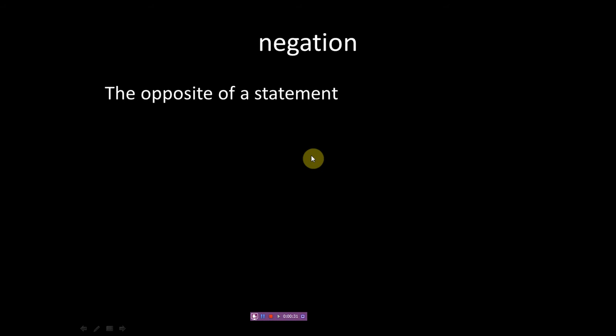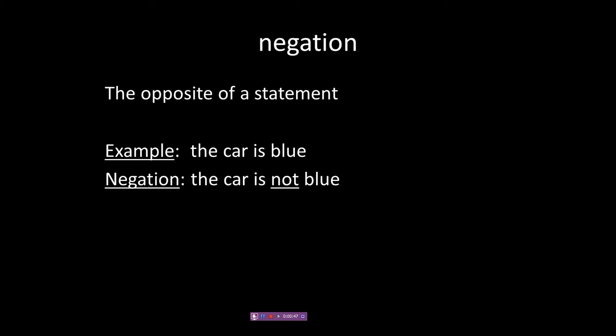Negation means to take a statement and say the opposite of that statement. For example, if my statement is the car is blue, what would be the negation of that statement? The simplest way to say it is the car is not blue. It might be tempting to say the car is pink, the car is orange, the car is red, but that's not strictly speaking the negation of the statement. To be precise, we can only say that the car is not blue. The other colors we're really not sure about, even if we were to negate the statement.